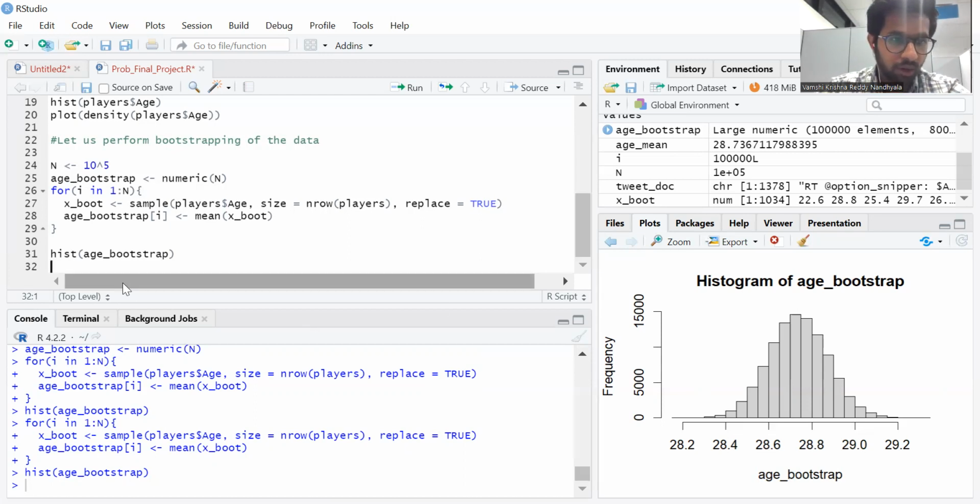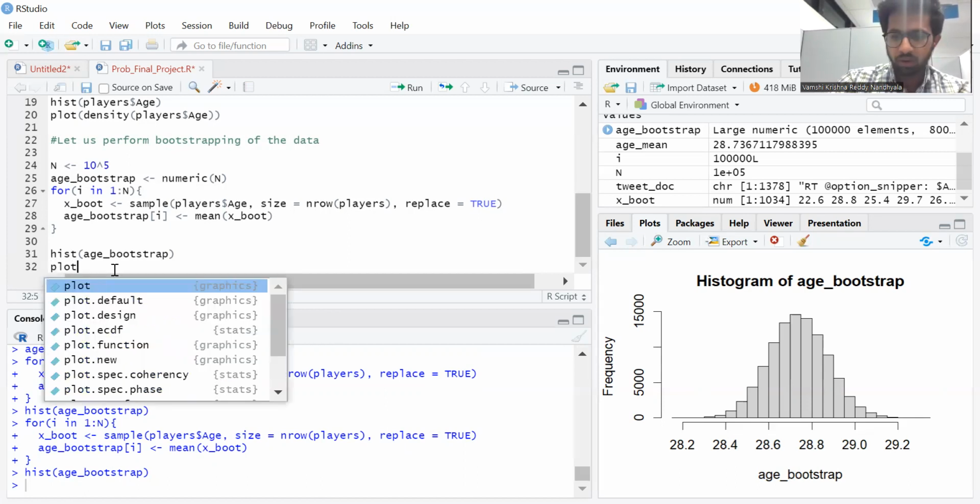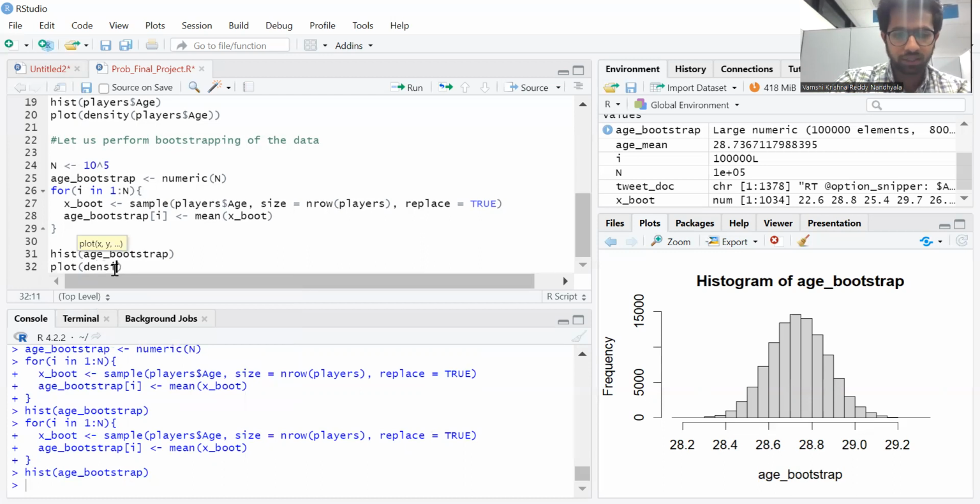Let me plot the density plot as well for this data. Let's plot the density of age bootstrap.